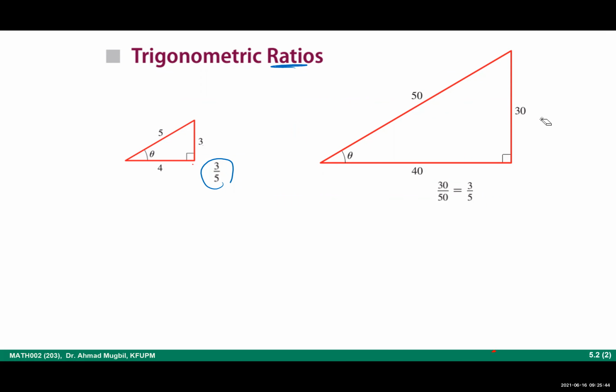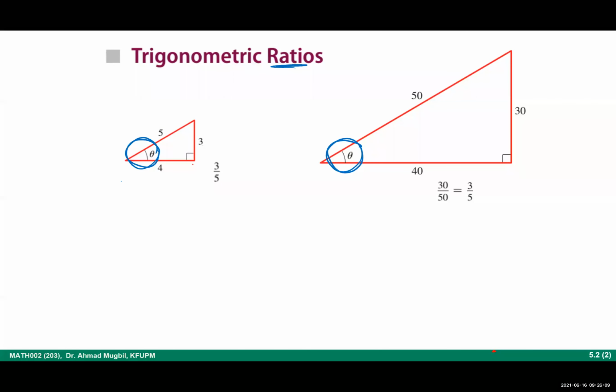Why is this happening? What do you think? I think because the angles are equal. The sides are not the same. What is in common between them? You are right. Both of them are right triangles, and they have the same angle, the same theta.